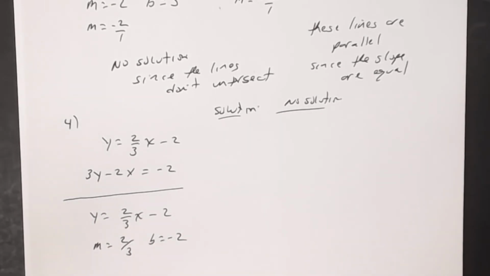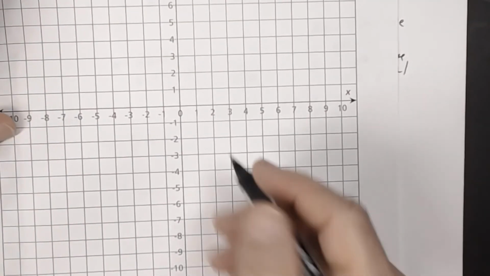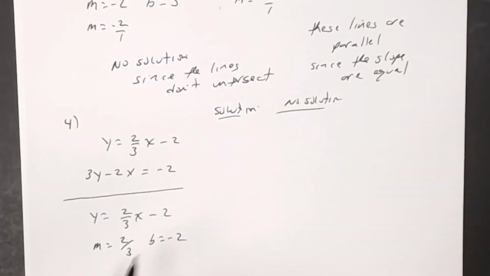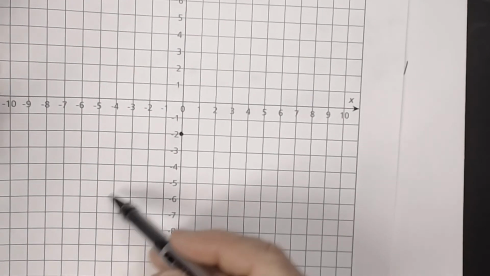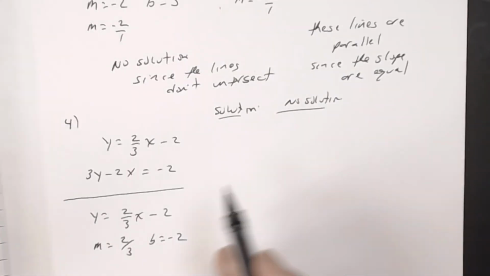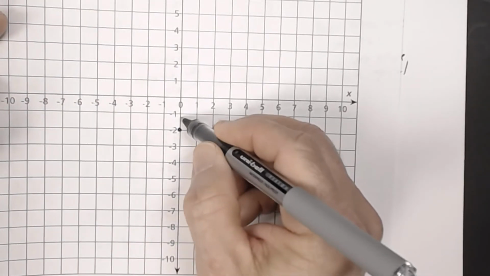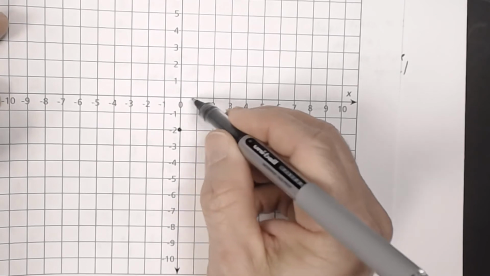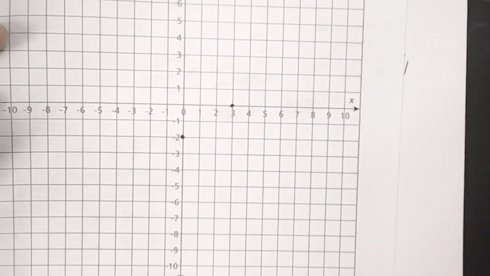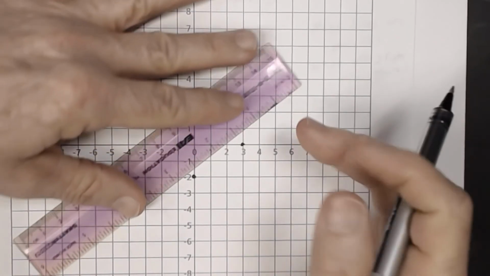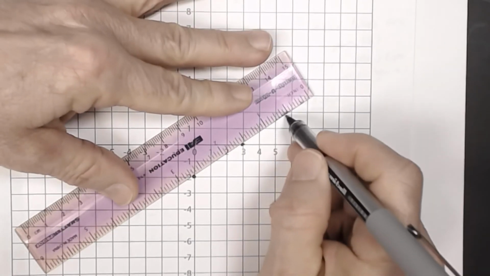I'm going to plot those two points. Remember, you graph the y-intercept first. The y-intercept is negative 2, so right here. And remember the slope is positive, so the line better rise. My rise is 2, my run is 3. So I'm going to go up 2, 1, 2, and then to the right 3, 1, 2, 3. So there's my other point. Then I'm going to graph this, right here.